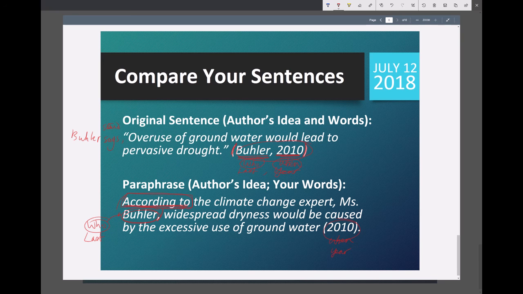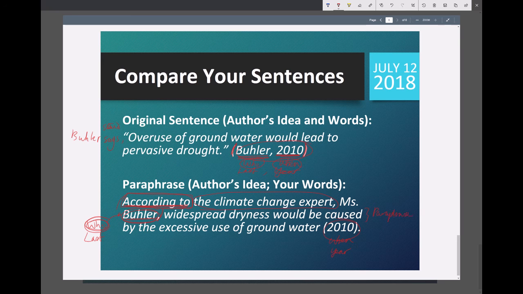So you have the signal word according to who? Well, Bueller. She happens to be a climate change expert. This is added just for detail and for clarity. But the important thing is you have a signal word and who. And then the paraphrase itself.